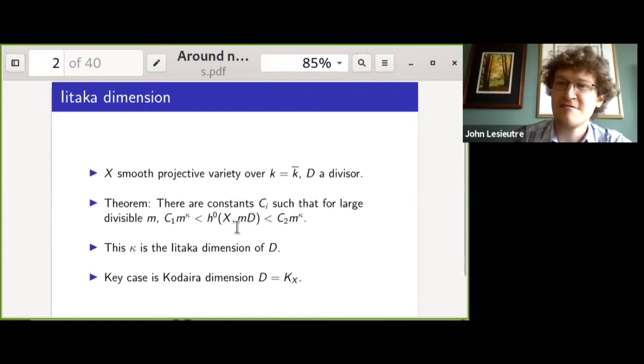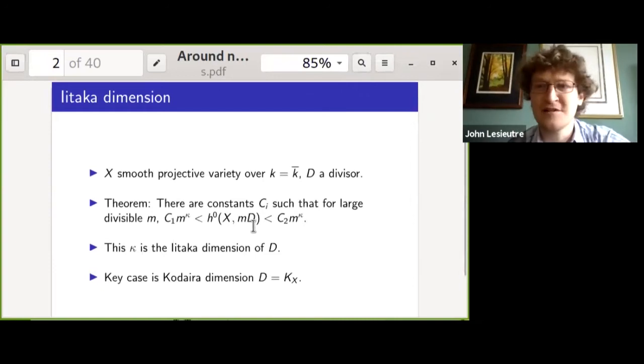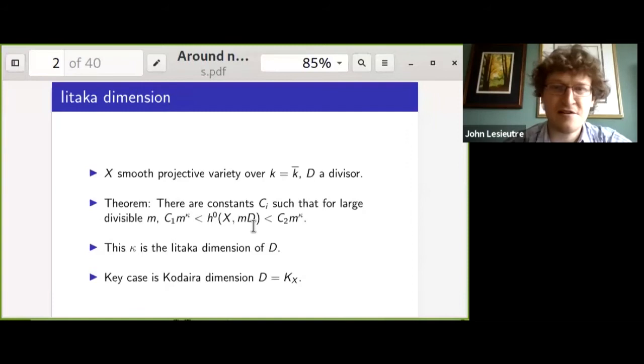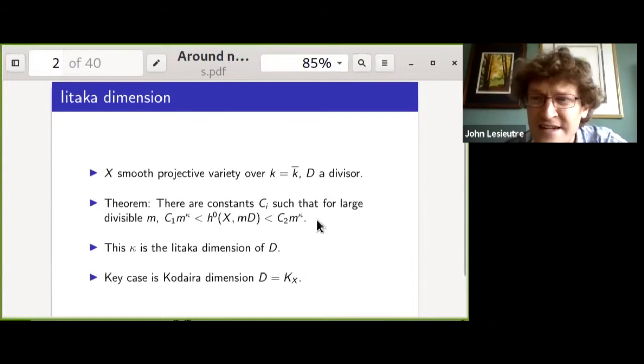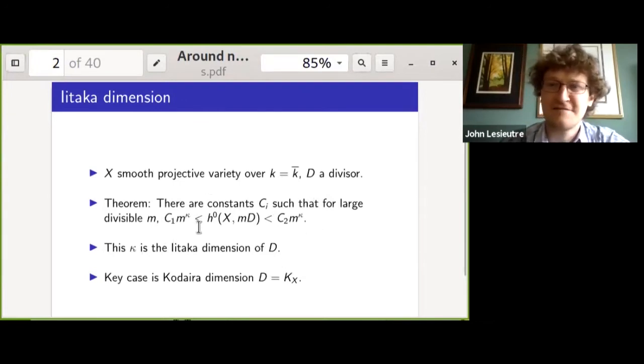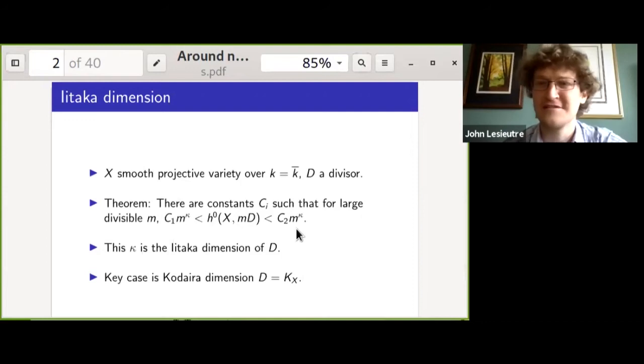The answer is that H^0 of mD, as m increases, grows more or less polynomially, in the sense that there exist constants C1 and C2 and an integer kappa, such that if m is large and divisible, H^0 of mD is bounded both below and above by m to the kappa. So it grows roughly polynomially. It's not going to be on the nose a polynomial, but up to constants, and as long as m is divisible to avoid issues with torsion, it grows more or less polynomially. And the degree of that polynomial, the kappa in this thing that I've written here, is called the Iitaka dimension of the divisor.